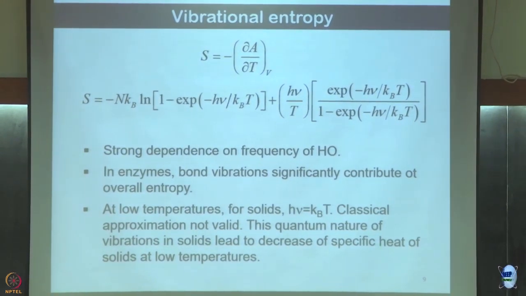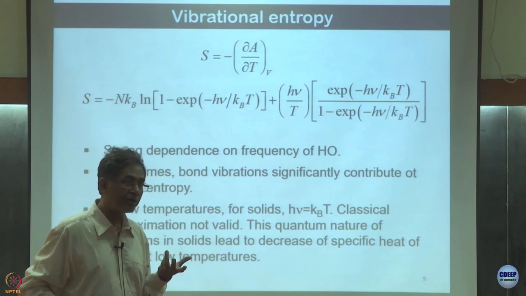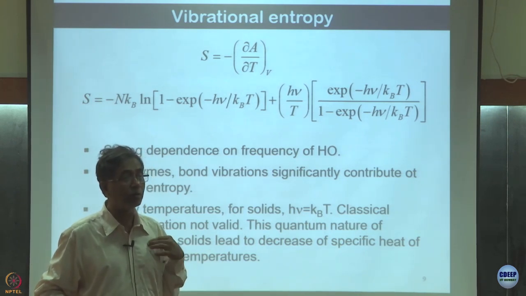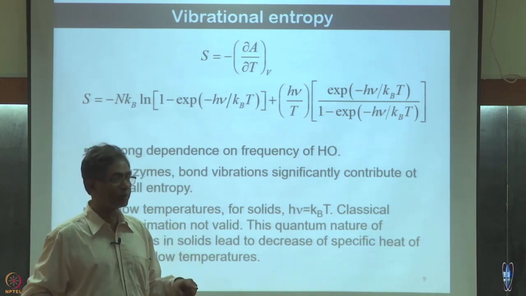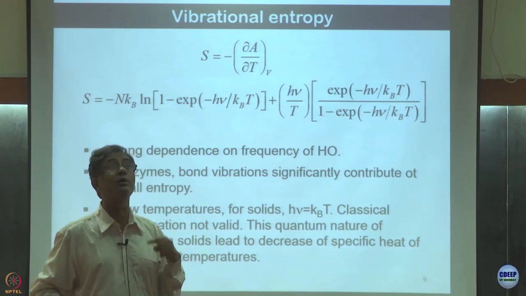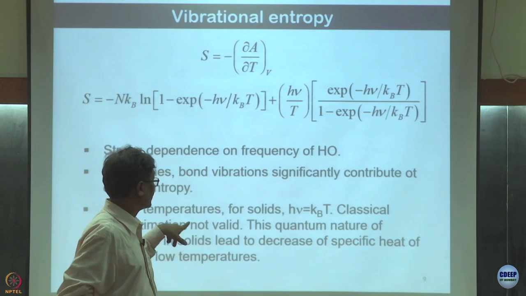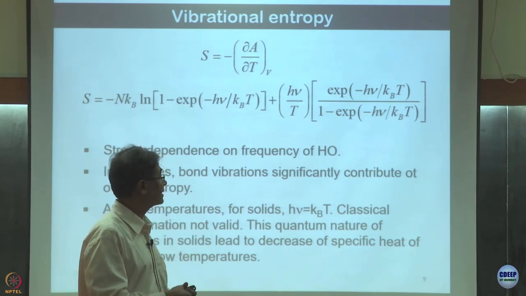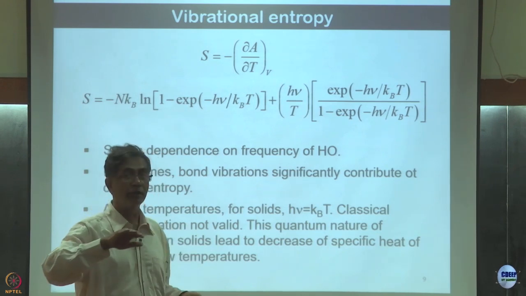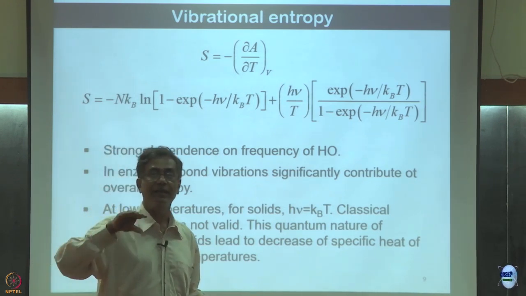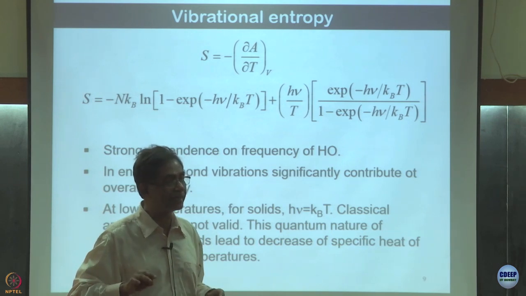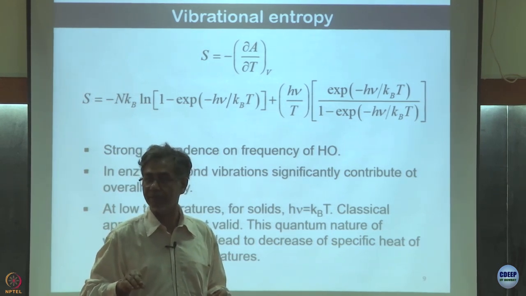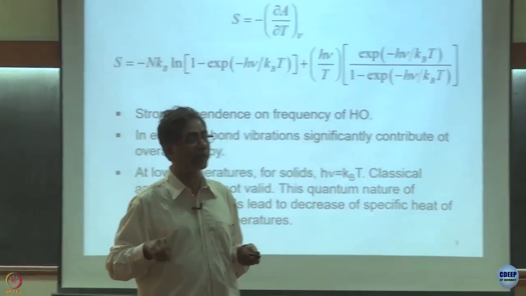What is the asymptotic, what is the Dulong-Petit law? The Dulong-Petit law tells the specific heat of a solid is equal to 3R, very, very good, 3R. 3 by 2 comes from translation, 3 by 2 from vibration. Okay, we will derive that in a minute. But what Einstein tried to explain is that at high temperature it goes to the Dulong-Petit law, 3R, but at low temperature it deviates significantly. That was, among many other things, a signature of quantum mechanics. Einstein did one more signature of quantum mechanics. What is that?